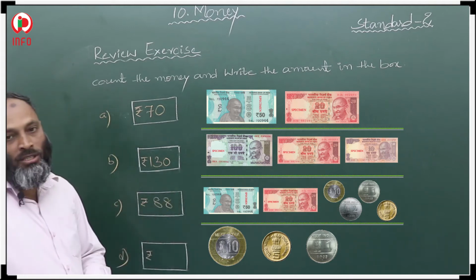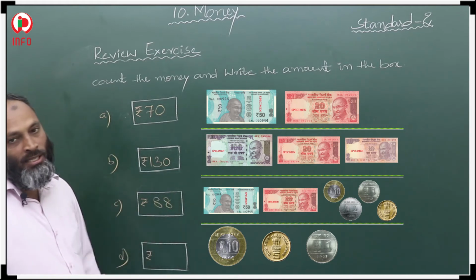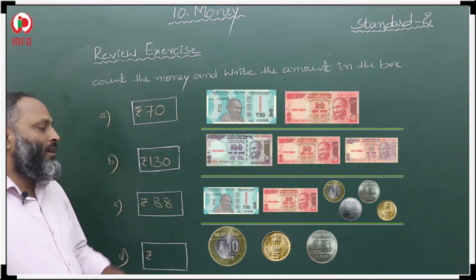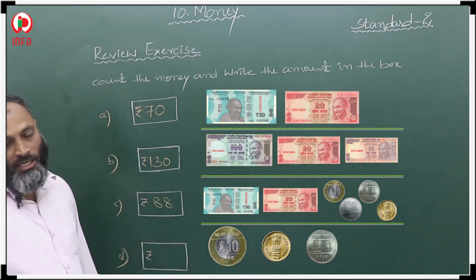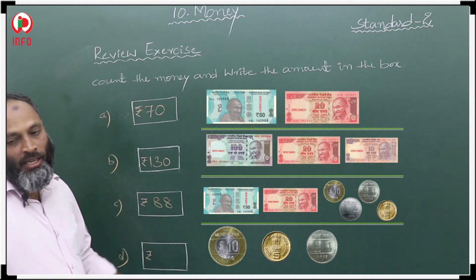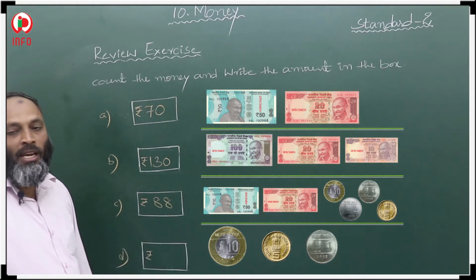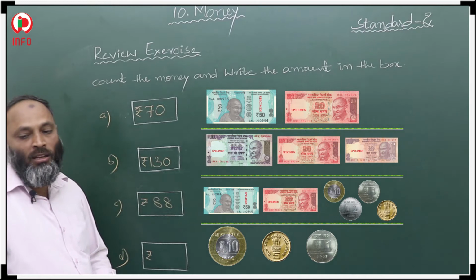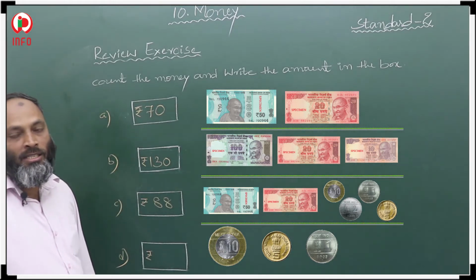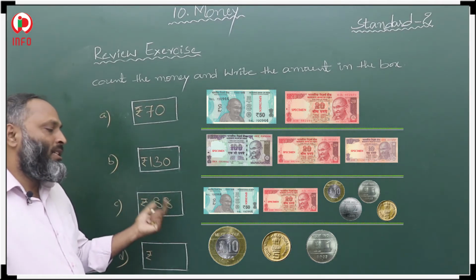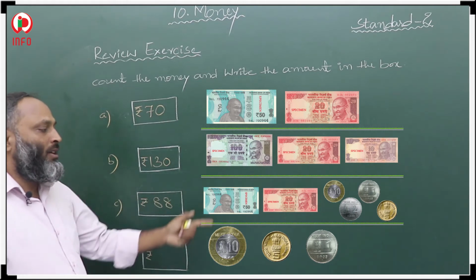So the currency notes sum is 70, and the coins value is 18. 70 plus 18, total 88. This is the sum of the currency notes and coins, whatever is given.